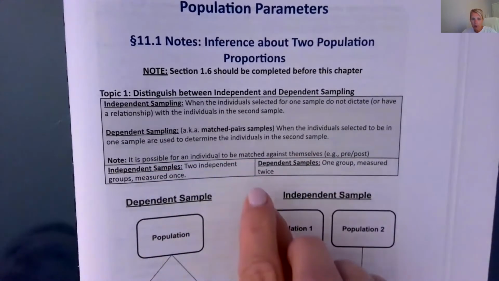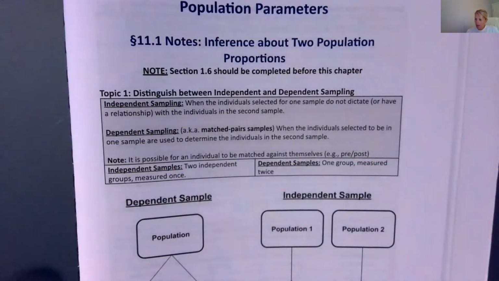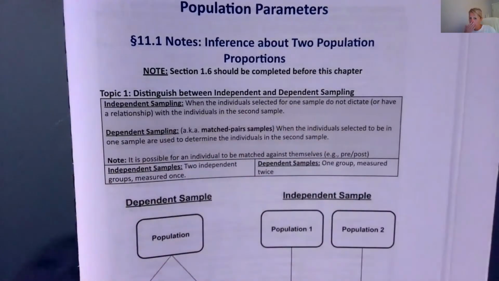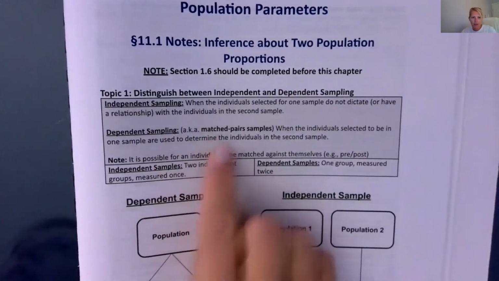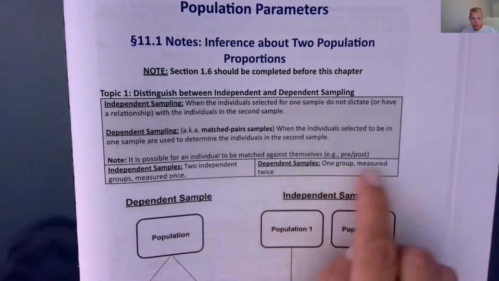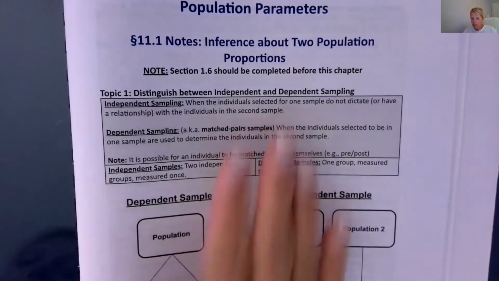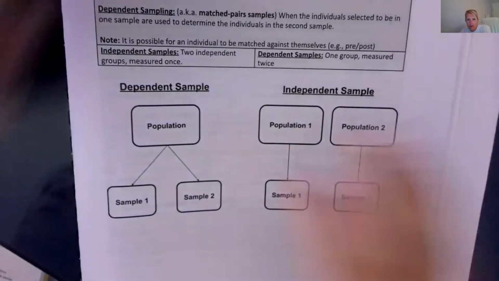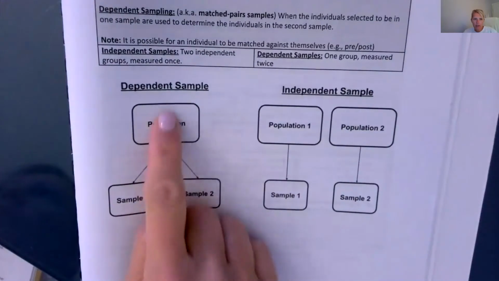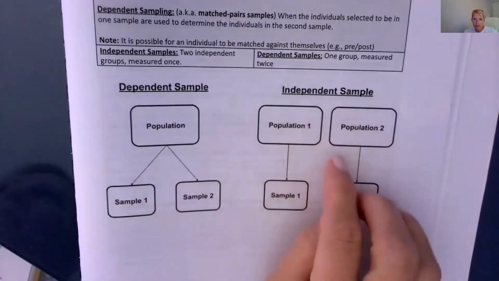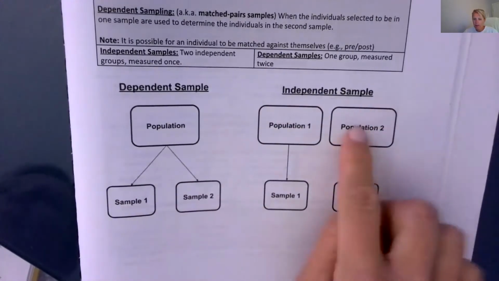So sometimes we'll have a pre and a post or a before and after. Let's say you start a workout regimen and you weigh yourself before you start the workout regimen, and then 2 or 3 weeks later you weigh yourself again. That's a pre and a post. That's considered matched pairs. Independent samples are 2 independent groups measured once, and dependent samples are 1 group measured twice. This gray box is very important. It's definitely worth a sticky note for your note sheet. So you can think of it like this. Dependent sampling is a population where you take a sample here and a sample here and compare them. Independent sampling is population 1, you take a sample, population 2, you take a sample.